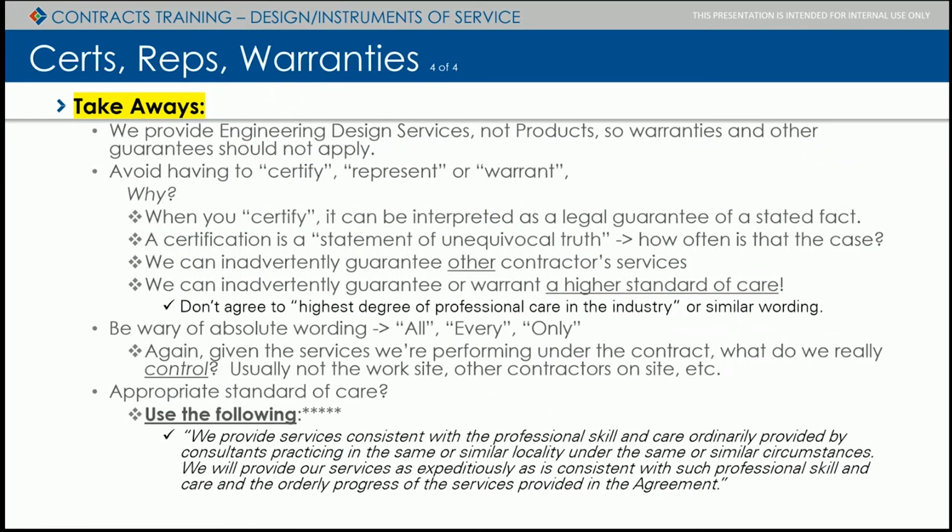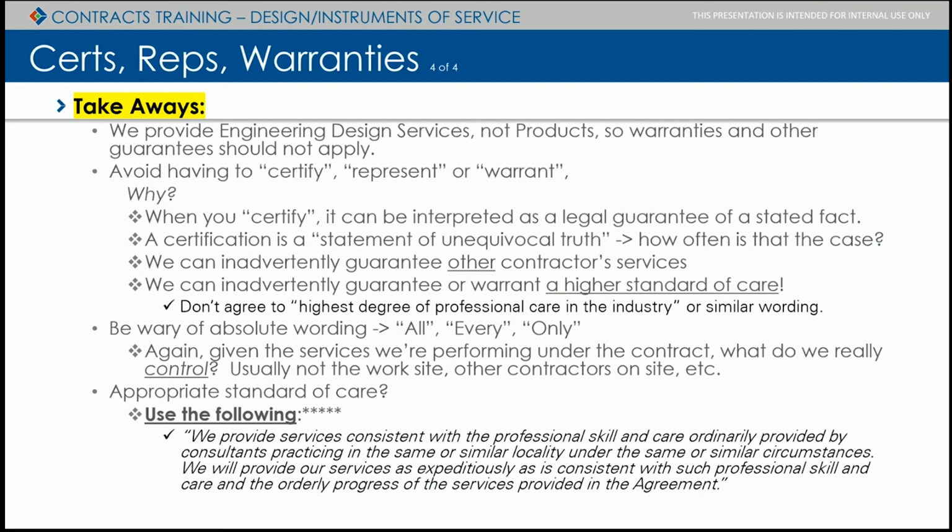we've covered all of this. It's a good slide to highlight as a summary slide. The appropriate standard of care, I want to point this out. The language that I recommend that defines the standard of care is at the bottom of the slide. Okay, so if you're asked to include what is that, or what would you like to see, that's the standard of care. All right, consistent with the professional skill and care ordinarily provided by folks that are similar to us in similar industry.